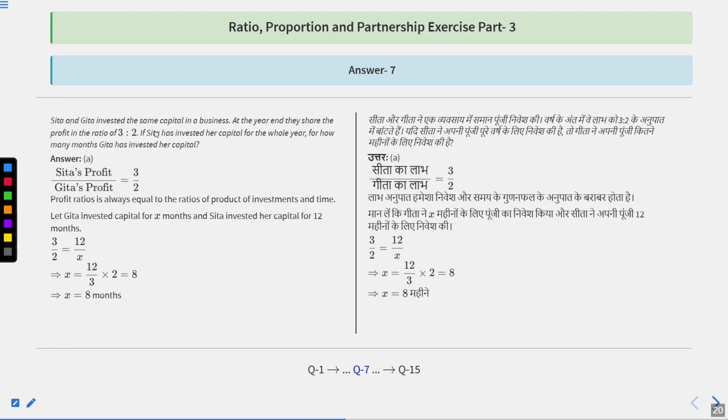Now the question says their profit share is in the ratio 3:2. Clear? So the profit ratio is always equal to the ratio of the product of investment and time. So let Geeta invest the capital for x months, and we know that Sita invests her capital for 12 months. Because they invest the same amount of money, we can multiply by 1 in both ratios. So 12 upon x equals 3/2. When we solve it, we get x equals 8 months. So Geeta invested for 8 months. Clear?